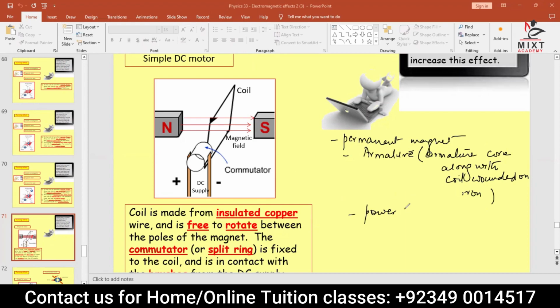So let's start. And the third one is power supply. And the fourth one is this circular thing. We called it commutator segment. And if you see this commutator segment, it has two things. One is that we called it carbon brushes, and the second is split ring. So there are two parts in the commutator segment: carbon brushes and the split ring.